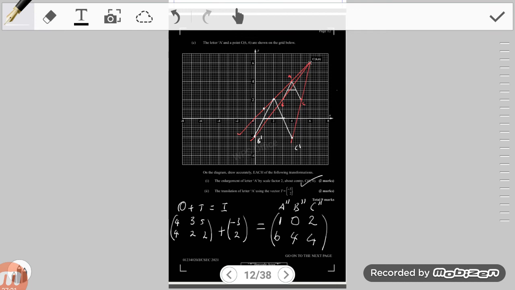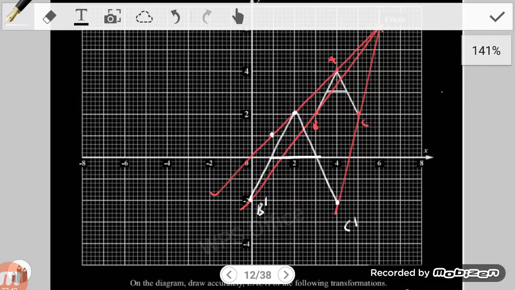Let's plot those. Did they say must draw it? It says on the diagram draw accurately. Okay, so we're going to draw it. So 1, 6. Let's zoom it up a little bit here.